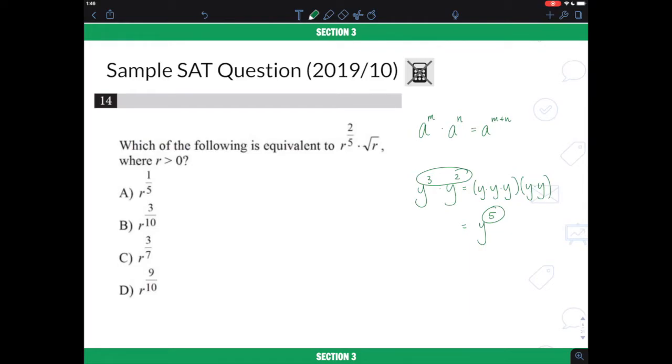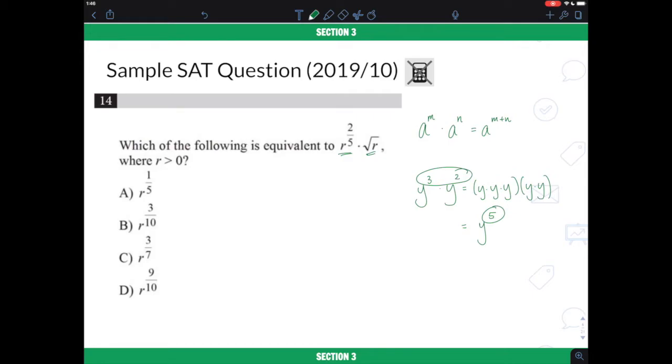So now, how is this useful? Because over here we have r to the 2/5 power. Okay, so it's not as nice as a simple integer exponent, but it's still an exponent. But you can see here this is r to the 2/5 times r with a square root.